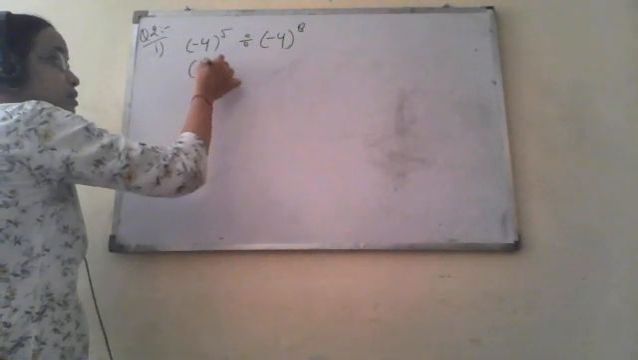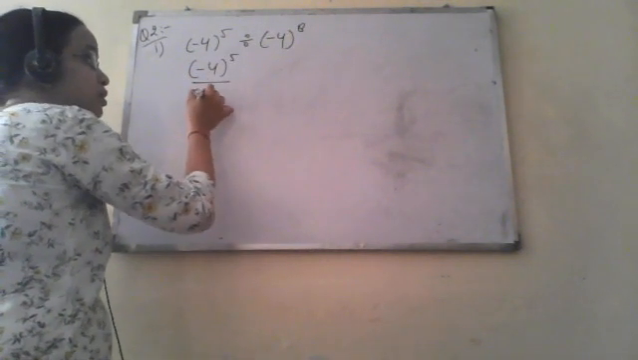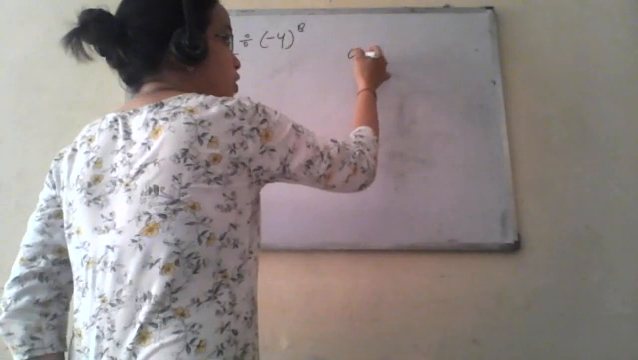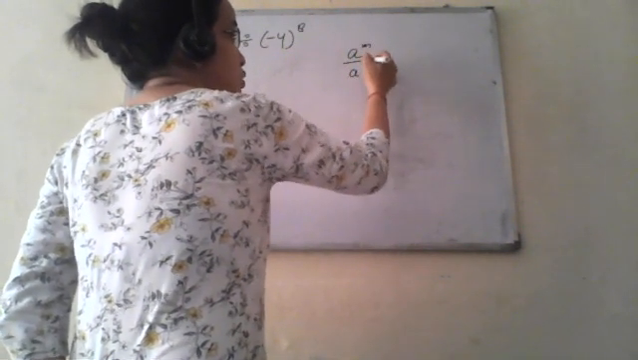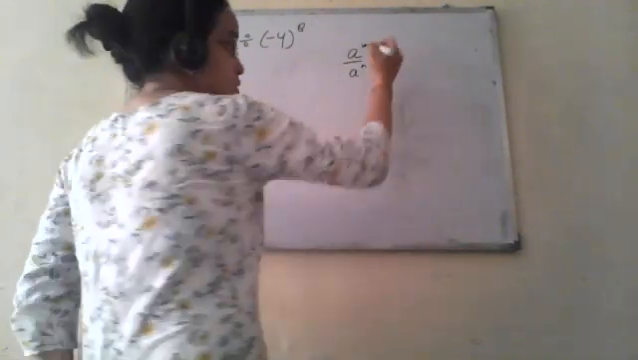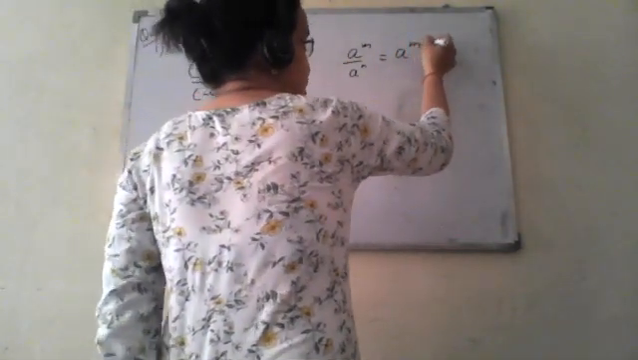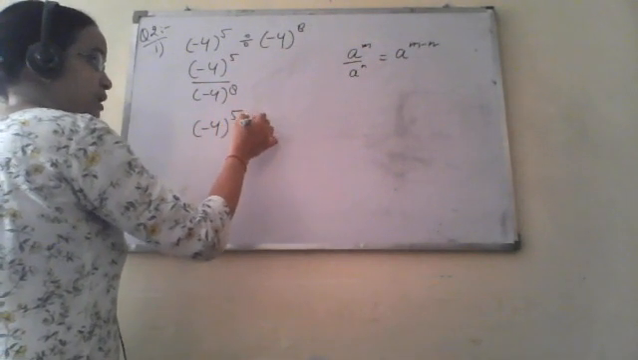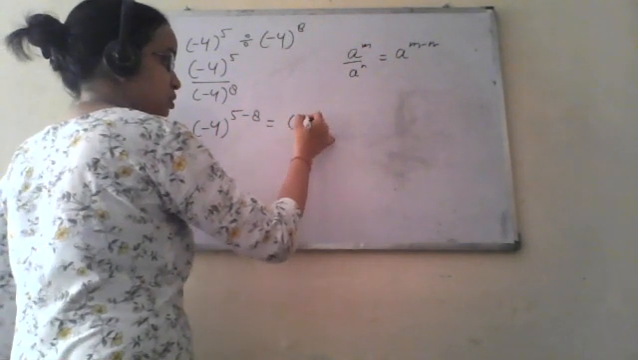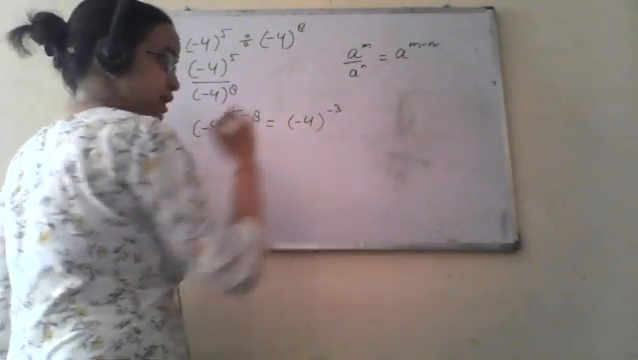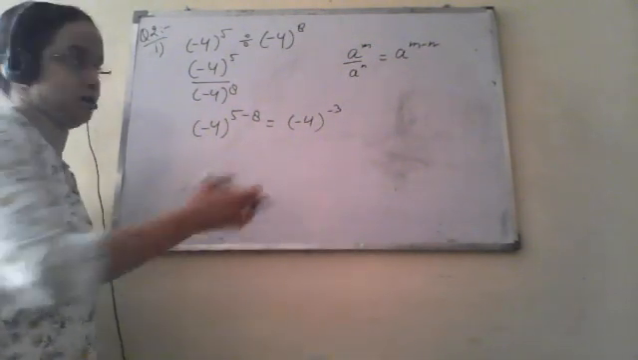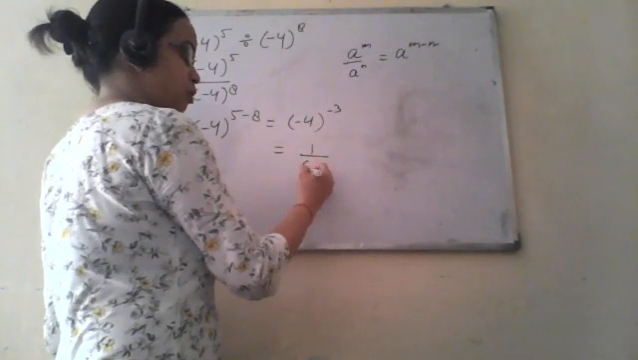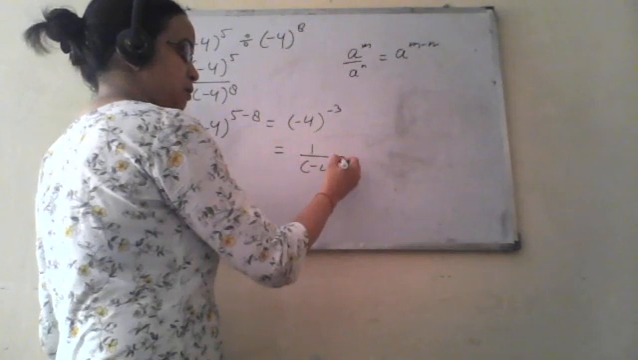So it is written as, here the bases are the same, and in case of division, if it is a to the power m divided by a to the power n, it is a to the power m minus n. So it will be minus 4 to the power 5 minus 8. It will be minus 3, and since we have to write this with a positive exponent, it will become 1 upon minus 4 raised to the power plus 3.